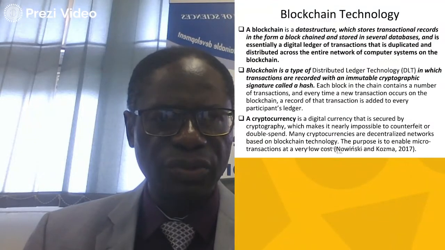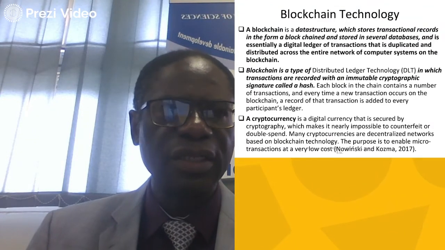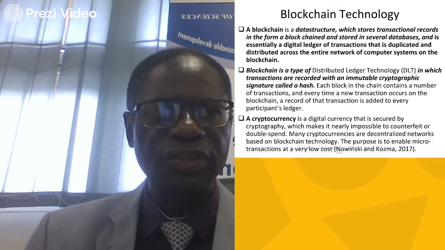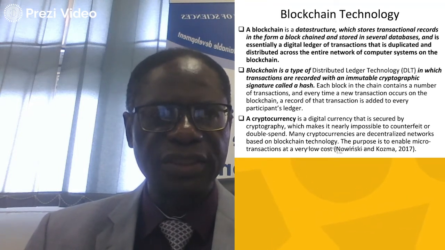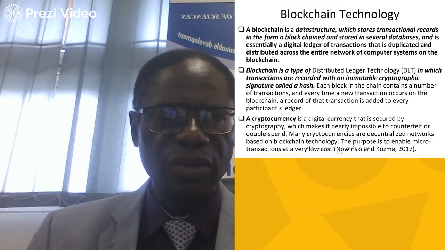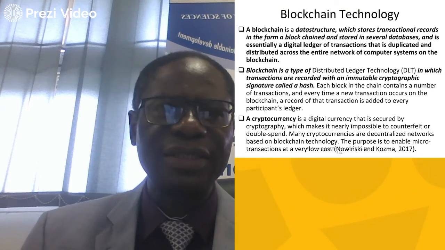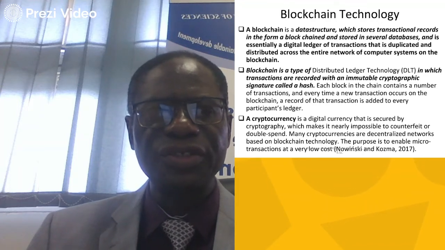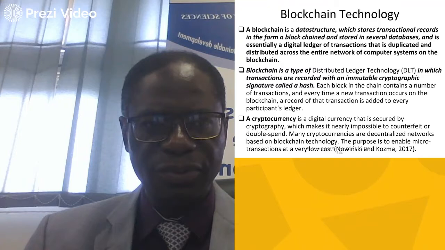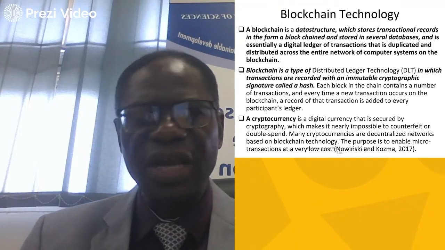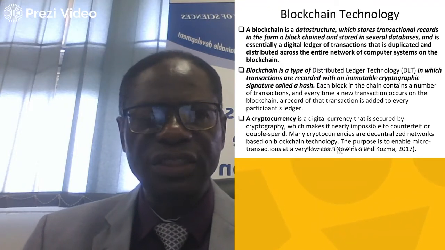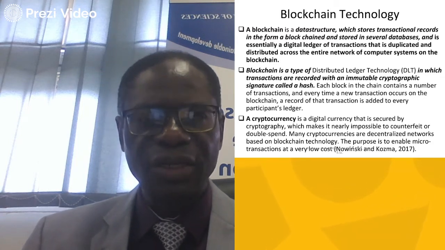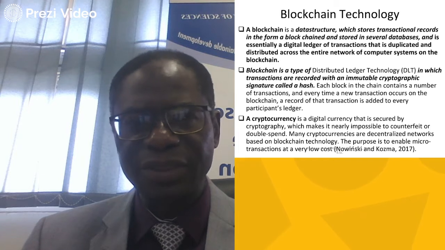So blockchain technology is essentially a data structure which stores transactional records in the form of a block chained together, stored in several databases, and duplicated across the entire network, whether within the organization or even with their own partners. So blockchain is a type of distributed ledger technology in which transactions are recorded with an immutable cryptographic signature called a hash. Each block in the chain contains a number of transactions, and each time a transaction occurs on the blockchain, a record of that transaction is added to every participant's ledger.